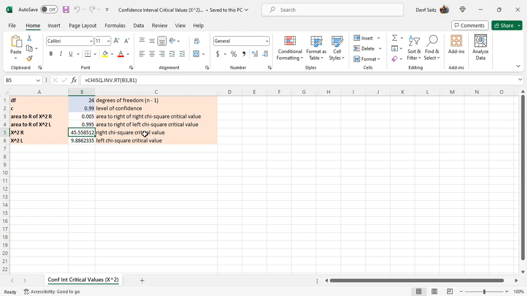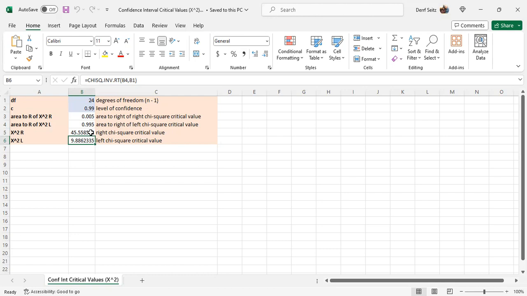The right chi-square critical value is calculated using this formula, using the chi-square inverse right B3, B1. B3 is the area to the right. And the left chi-square critical value uses the same formula, but with B4, B1 here. B4 is the area to the right of the left chi-square critical value.